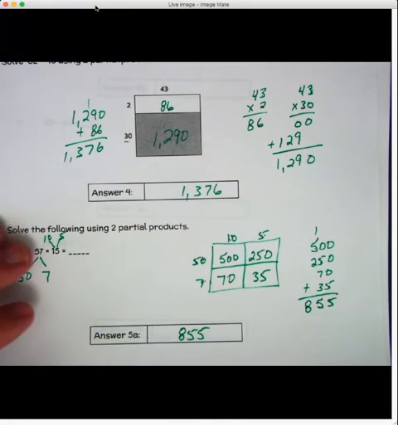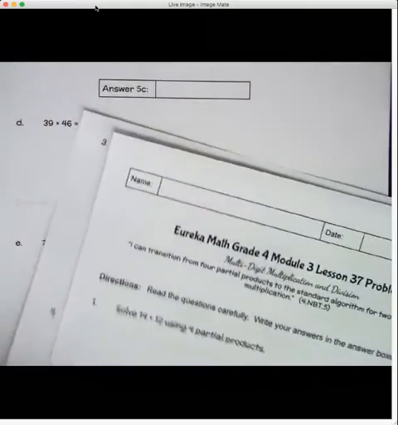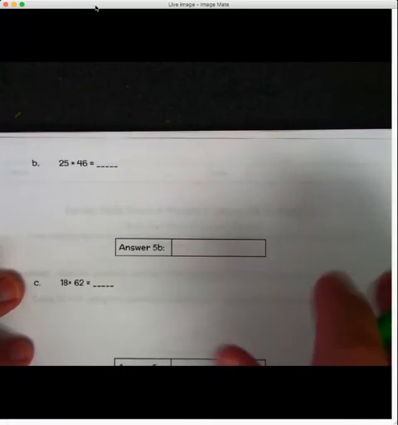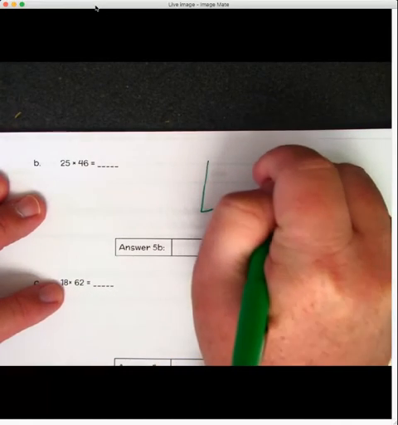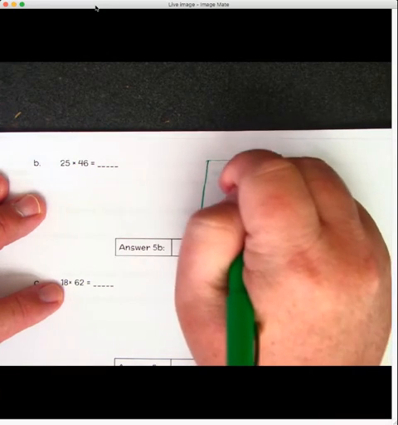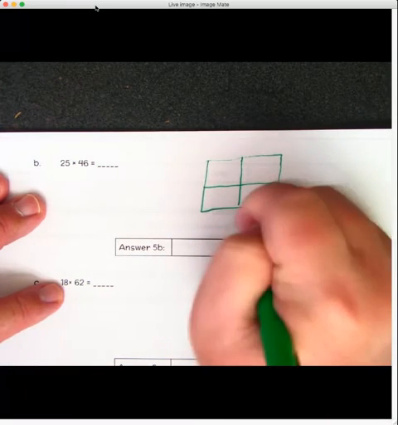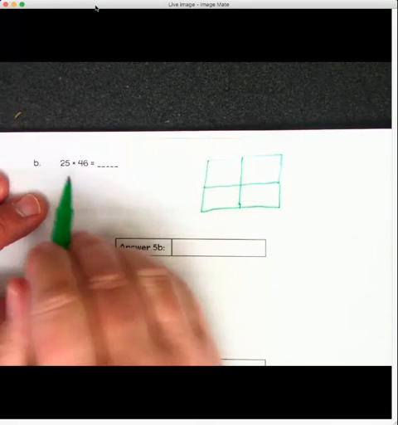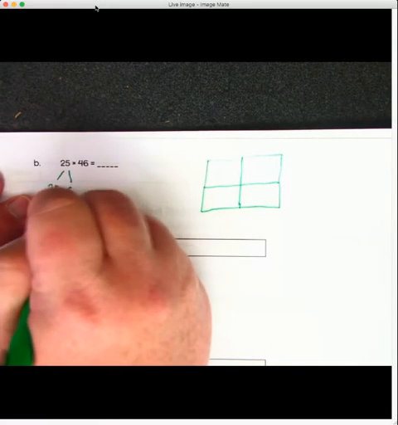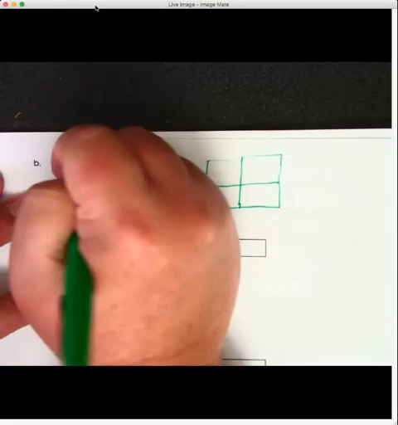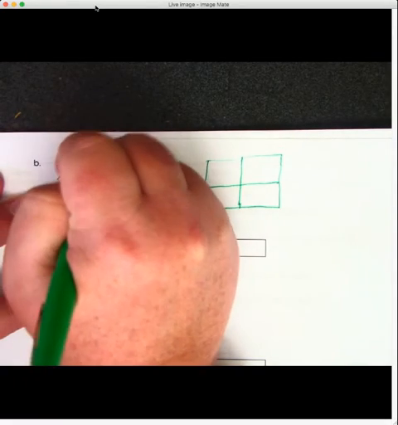I'll work one more area model with you, and then I'll let you get to your homework, okay? Because you need to practice it, and if you have more questions, we can look at it in our Google Meet. All right, first thing, remember, draw your box for the area model. And then we're going to break apart our numbers. 25, we'll break it into a 20 and a 5. 46, let's break it into a 40 and a 6.